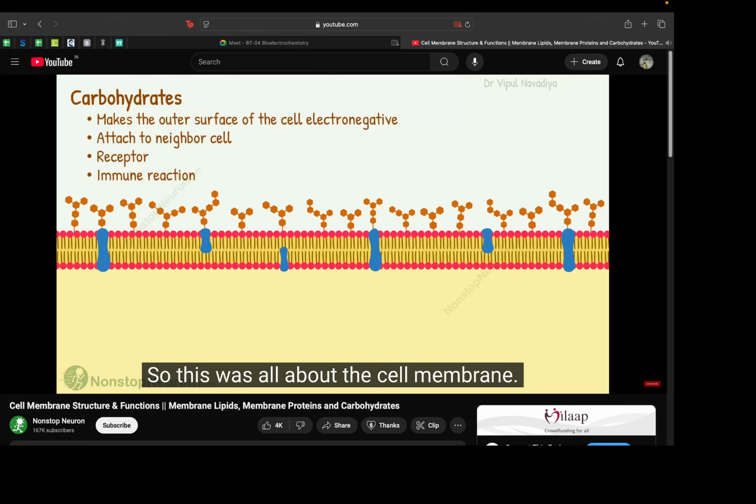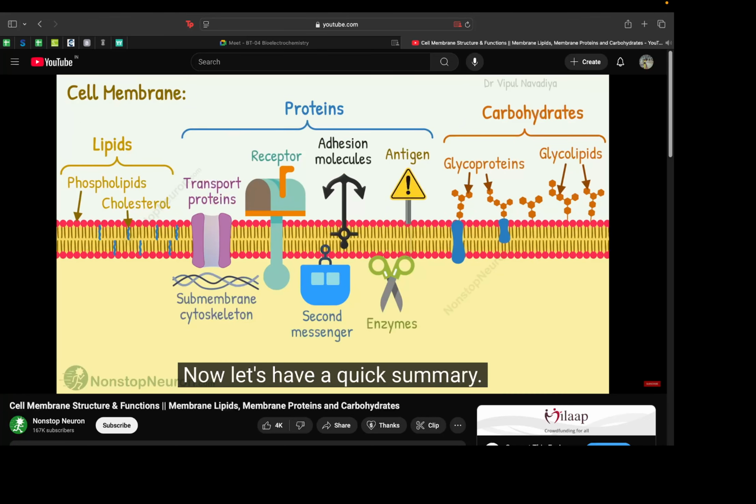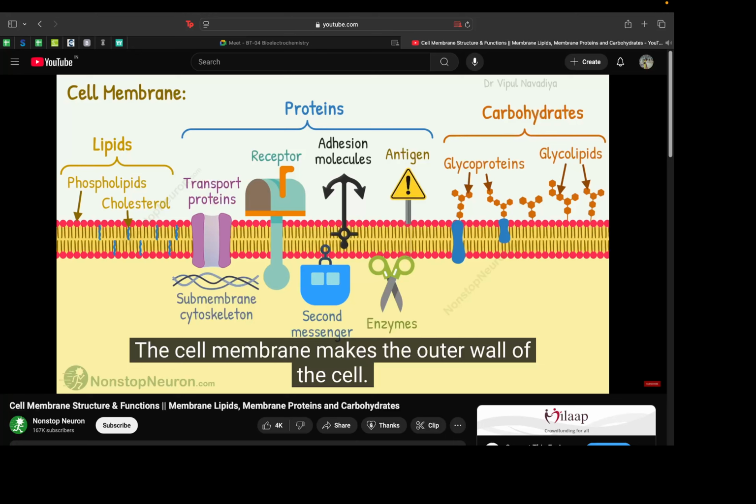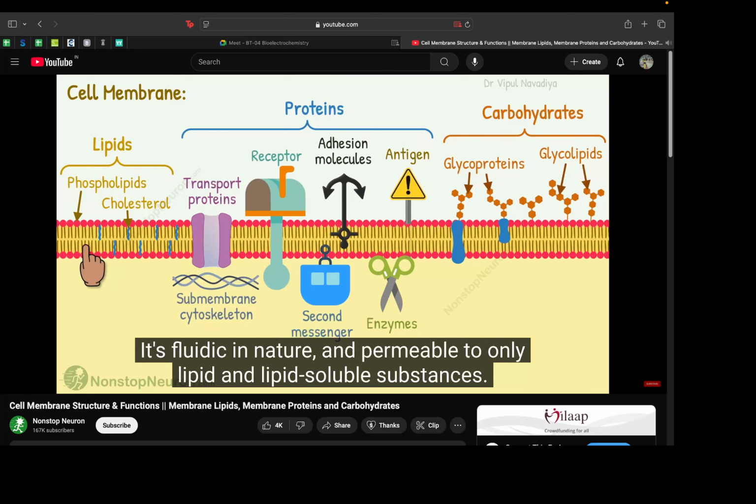So this was all about the cell membrane. Now let's have a quick summary. The cell membrane makes the outer wall of the cell. The central lipid bilayer is made up mainly of phospholipids and cholesterol. It's fluidic in nature and permeable to only lipid and lipid-soluble substances.